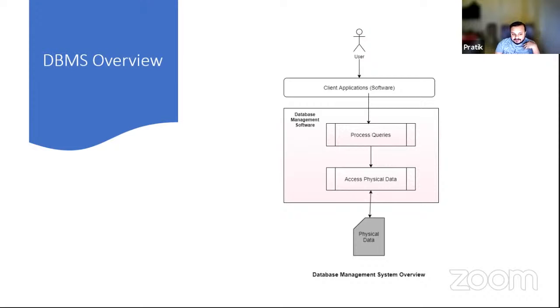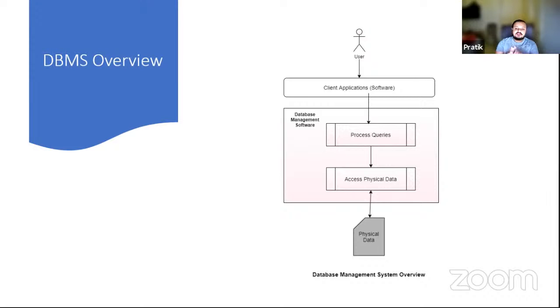They will be giving their queries. For example, let's say the user wants to see tablets, all the tablets available within a particular price range, between 10,000 rupees and 20,000 rupees. So what the client application, that is Amazon.com's website, is going to do is talk to the database management software and tell it, go to the physical data where the actual data is stored and show me all the tablets which lie within the range of 10,000 rupees to 20,000 rupees. That is the query that the client application gives to the database management software.